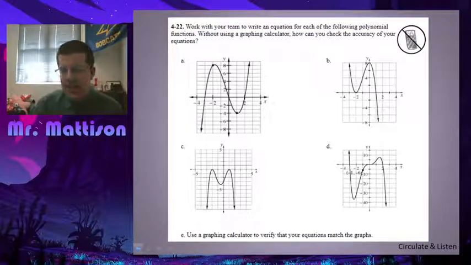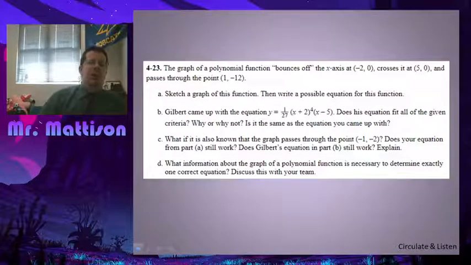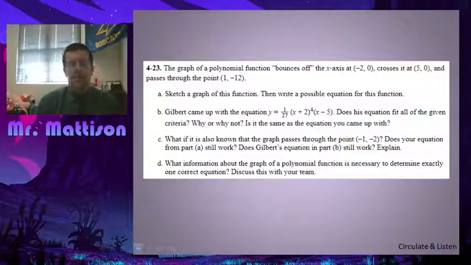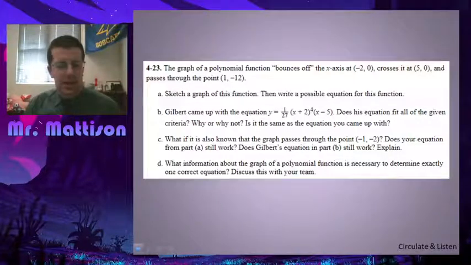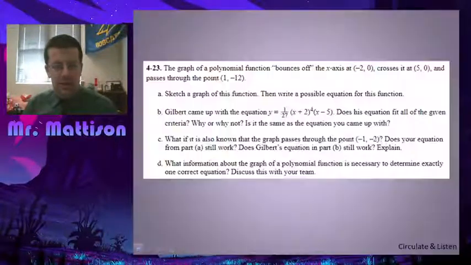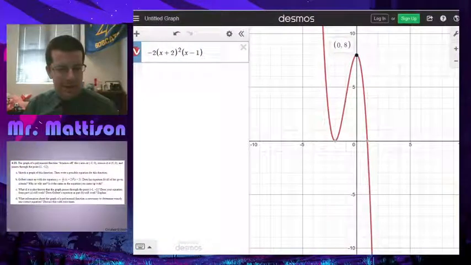So let's take this and try it out on number 23. They're going to give you the description in words as opposed to a graph, but it's the same thing as we just did. So go ahead and pause the video, work through number 23, and then once you're done, come back here. All right, so if we did this, let me pull up my Desmos tab. Let you see my Desmos tab as well.